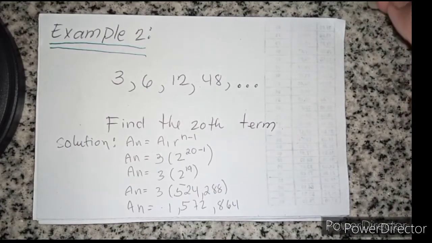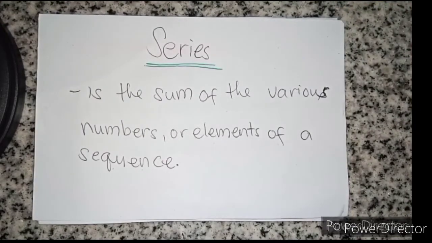Now, let's talk about the next topic. We call it series. So, series is the sum of the various numbers or elements of a sequence. So, the difference between sequence and series: a sequence is a collection of objects or numbers or orders, letters, while a series is the sum. So we're going to total the numbers of the elements of the sequence.